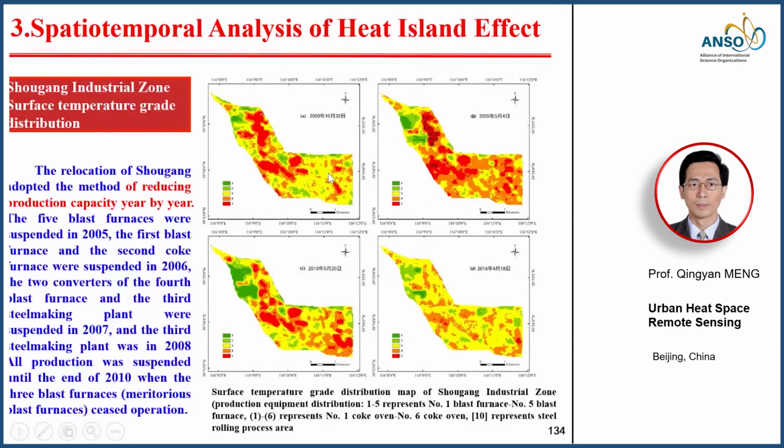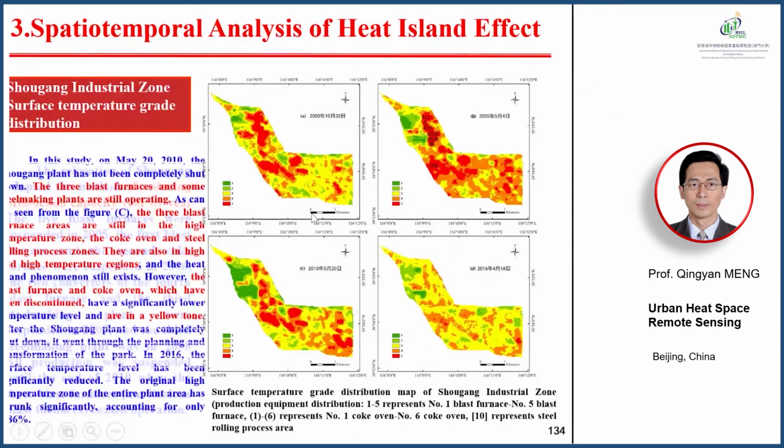After the relocation of Shougang, over the five years, the first coke furnace and the second coke furnace were shut down in 2007, and the two converters at the fourth blast furnace and the third steel making plant were stopped in 2007, and it changed a lot. There are some details. In 2016, the surface temperature level has been significantly reduced.